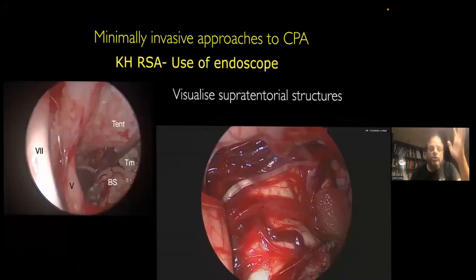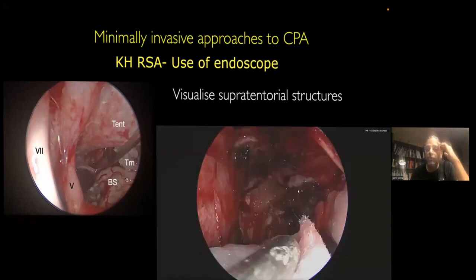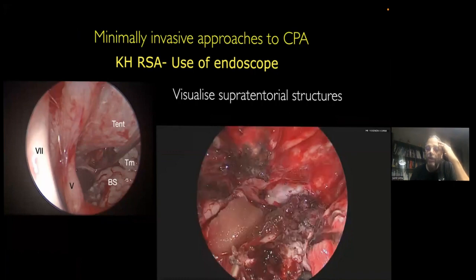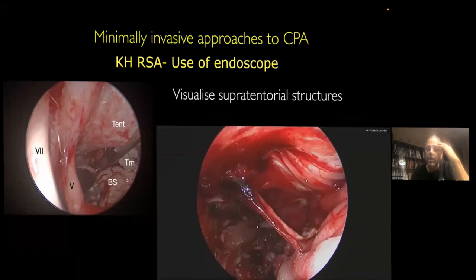Endoscope can be used to visualize the supratentorial structures. As you can see, after the removal of this petroclival meningioma, there is absolute complete removal of the tumor tissue through the keyhole, and you see the sixth nerve, the third nerve, the fourth nerve, seventh nerve, lower cranial nerves.